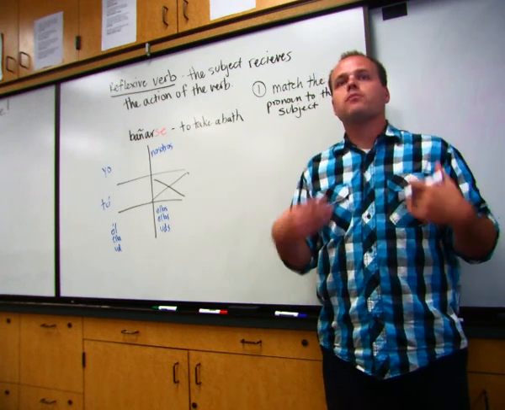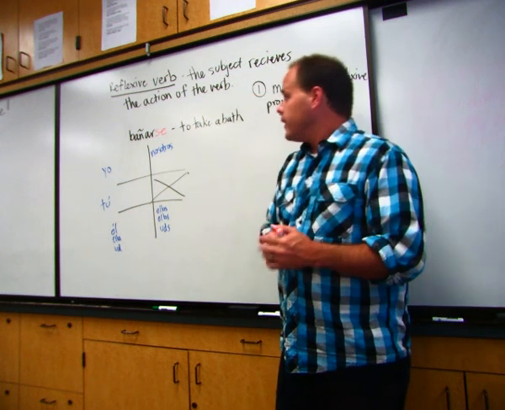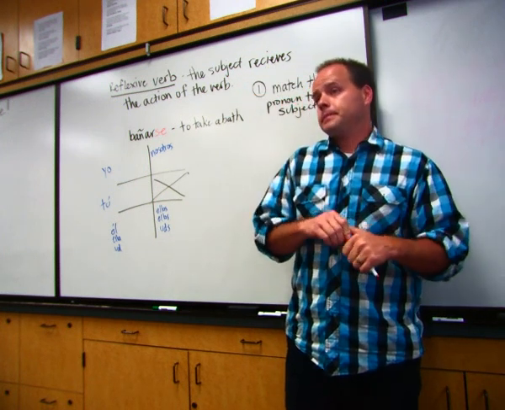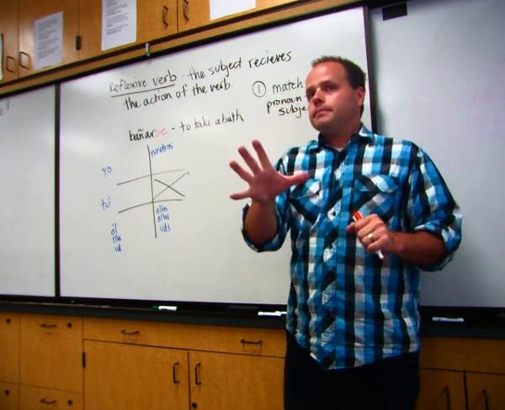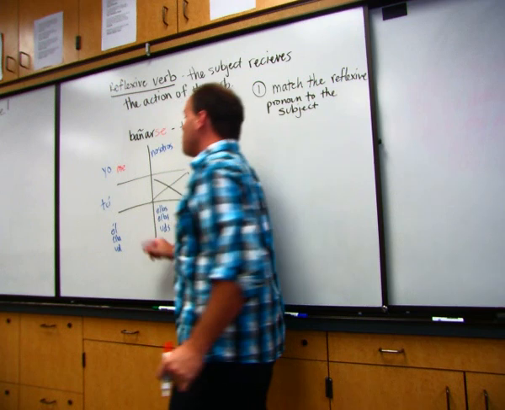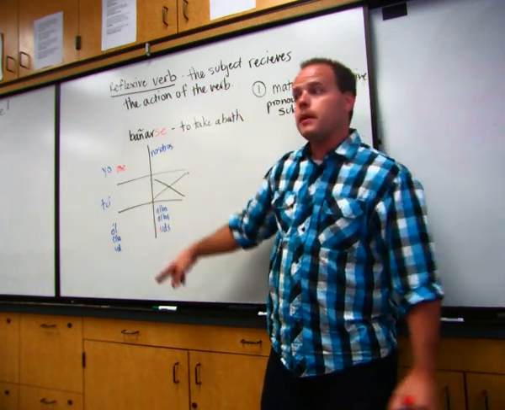Remember, the subject receives the action of this verb. Now let's go over what these pronouns are. In the yo form, does anybody know what the reflexive pronoun for the yo form would be? Me is our reflexive pronoun. Yo me. The reflexive pronoun for the tú form would be te.